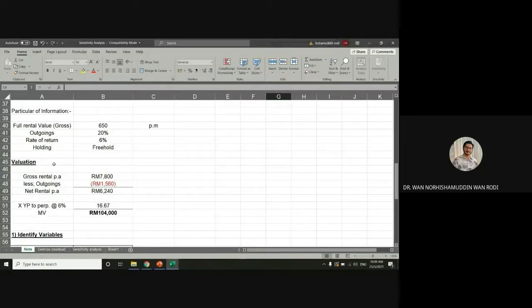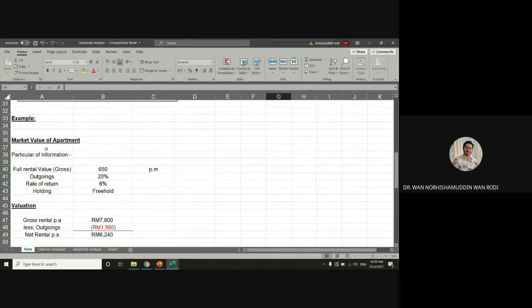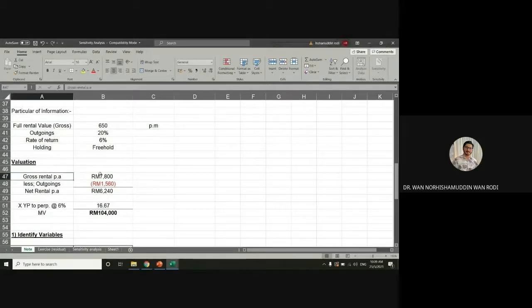Okay, given all the information that we need to estimate the market value: gross rental per annum, less outgoings of 20%. Then we will get the net rental per annum of 6,240. Next, we multiply with YP in perpetuity at 6% since the property is freehold. Then we'll get the market value of 104,000. So this is the original calculation.